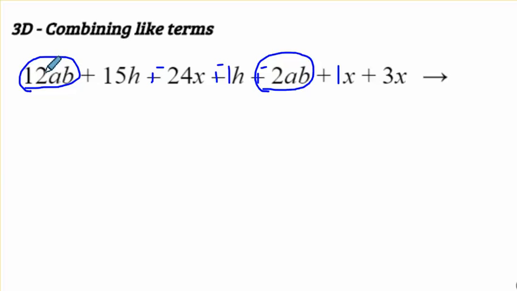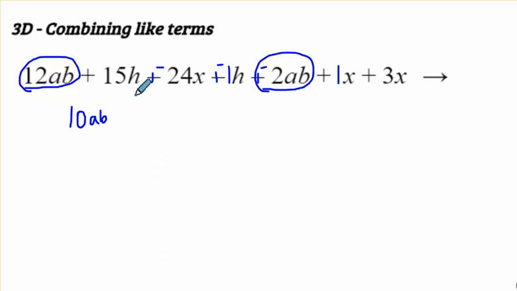So if we have a positive 12ab and a negative 2ab, the signs are different, which means we find the difference. So we subtract 12 and 2 and we get 10. And then we have ab. Remember, our exponents never change unless we're multiplying or dividing, and we were adding and subtracting there.